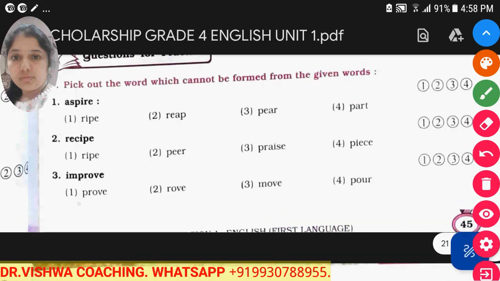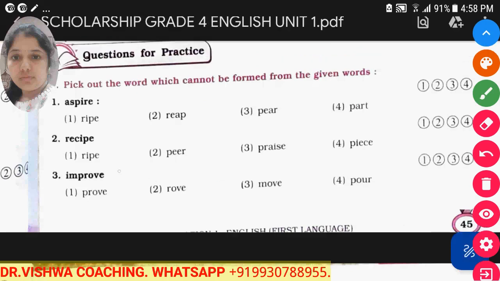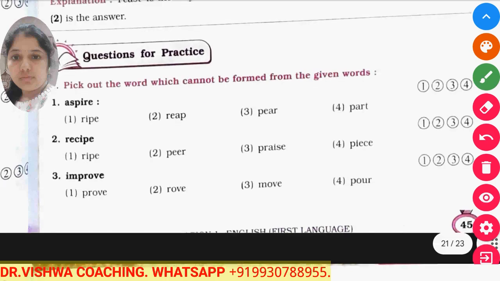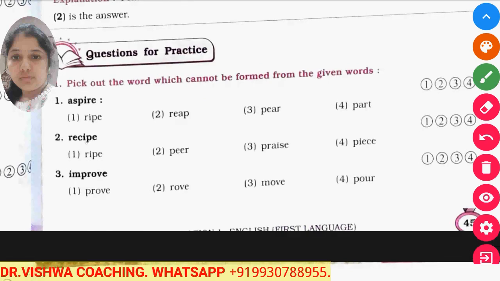Recipe is a given word, and we have to find which word is not formed from the letters there in the recipe. Now see, RIPE, ripe, is the first option. RIPE, all the letters are there in the word recipe. Now PER, pear. So PE two times, yes, it is there in the recipe. So this word is also formed.